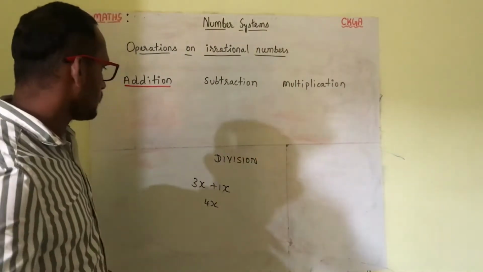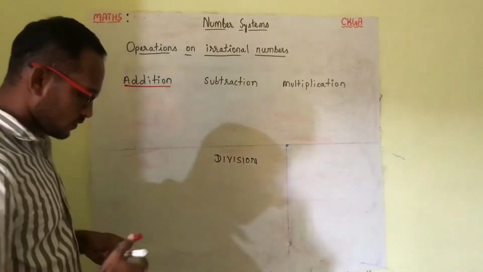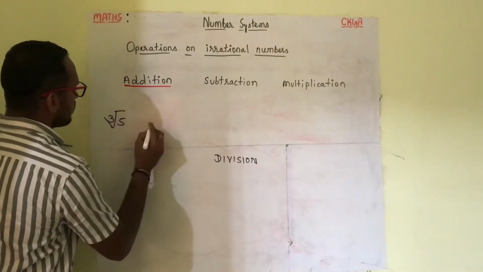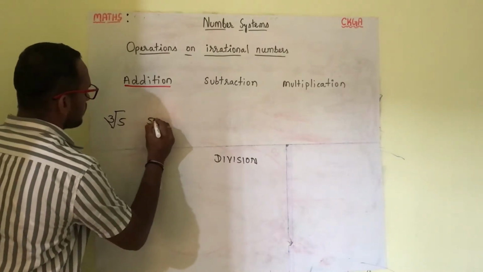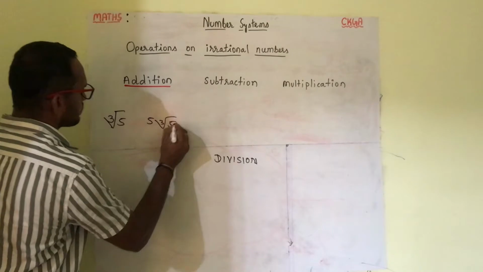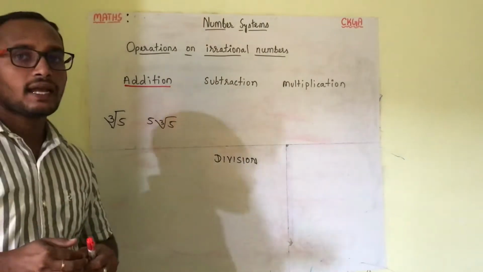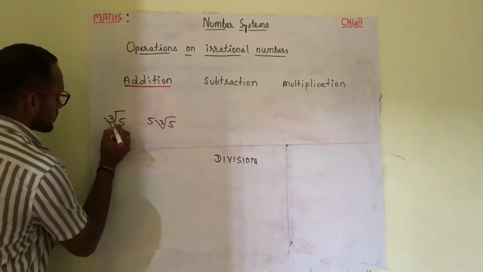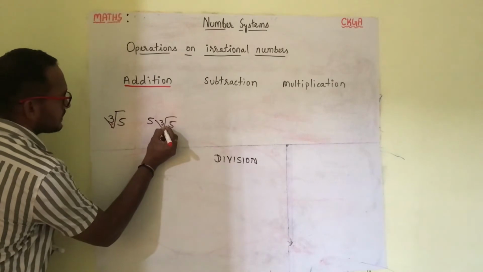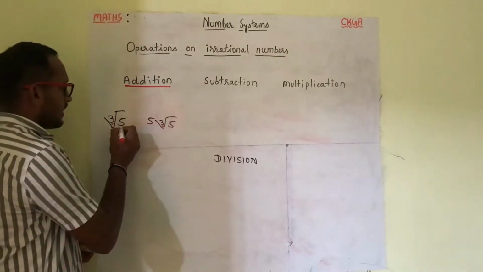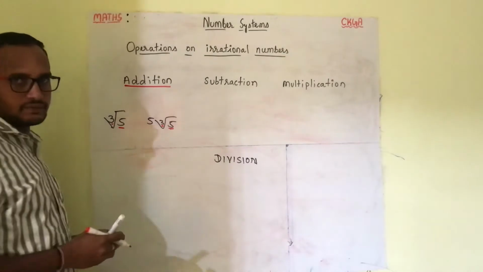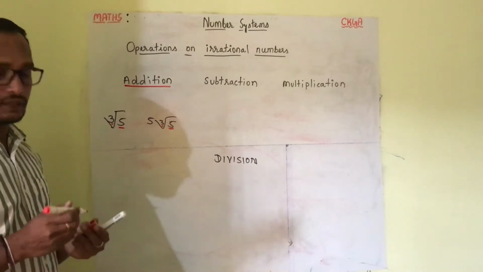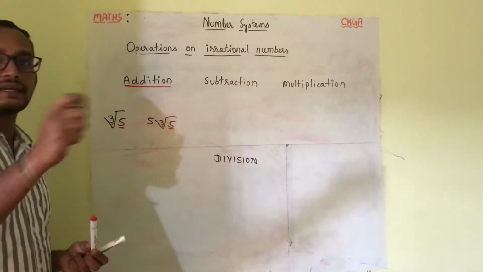So now I'll take two more examples. Suppose I need to add 3 cube root of 5 and 5 cube root of 5. Let's have a look. Are they like irrational numbers? So first you just look at the orders. The 3 is an order and 3 is an order. No problem there. Radicand, the 5 is a radicand and 5 is a radicand. Yes, the orders and radicands both are same. We can conclude they are like irrational numbers.